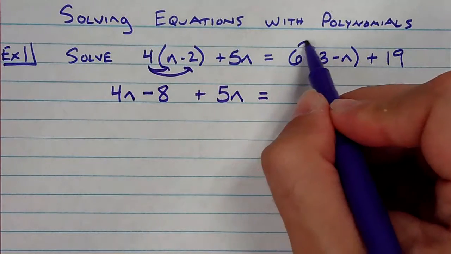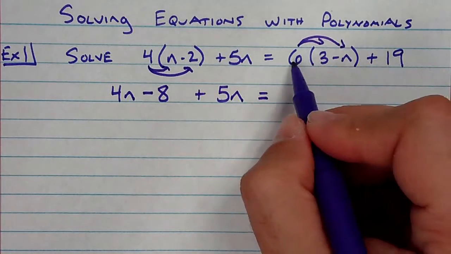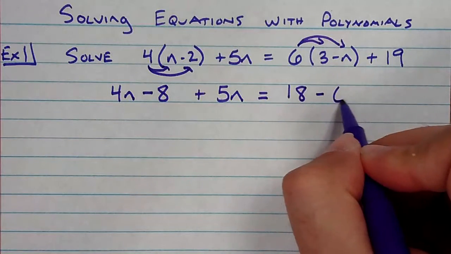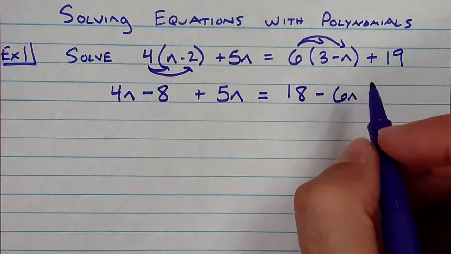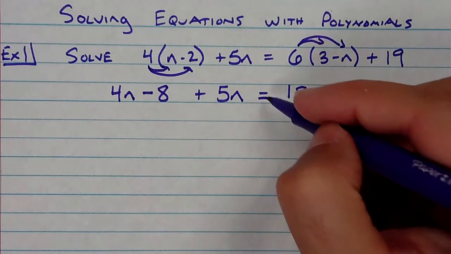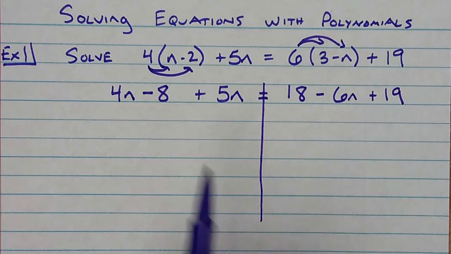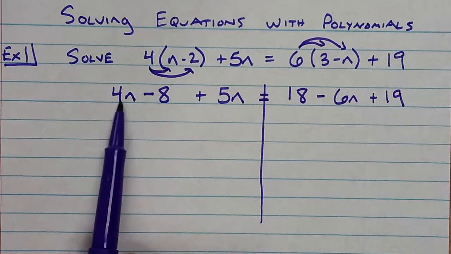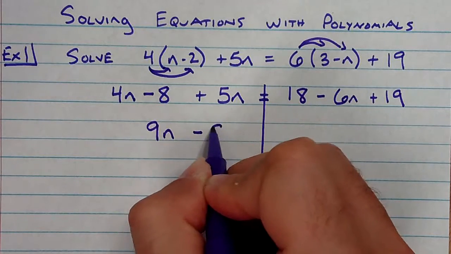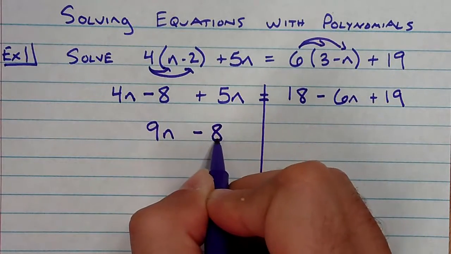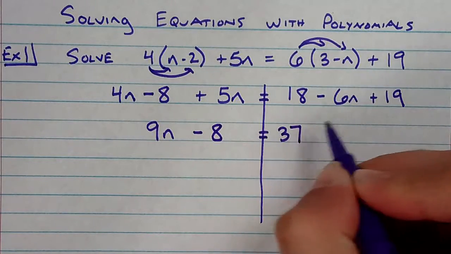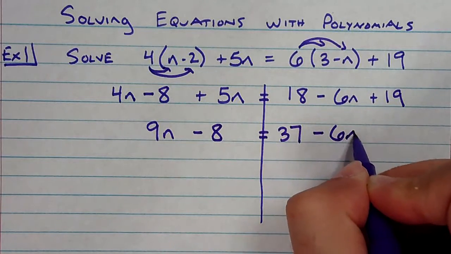Now on the right side, I'm going to distribute as well. So 6 times 3 is 18. Minus 6 times n is 6n. And then we are going to add the 19. Now I'm going to go ahead and solve. So first thing, I'm going to combine what I can. So 4n and 5n, 9n, bring down the minus 8. 18 and 19, 37, minus 6n.